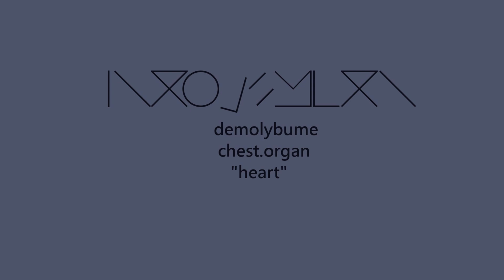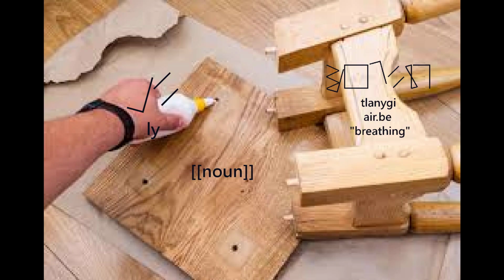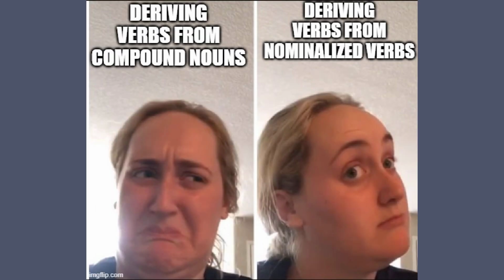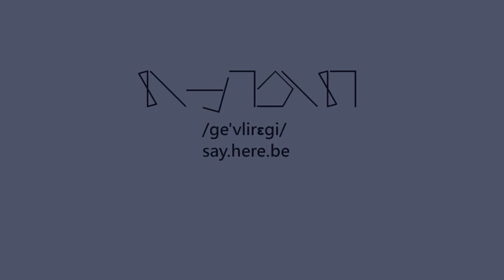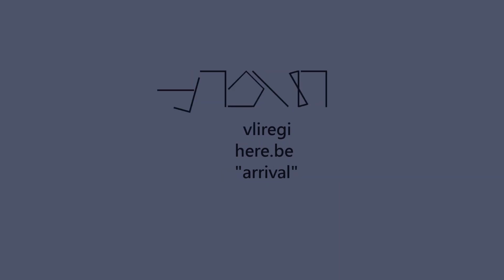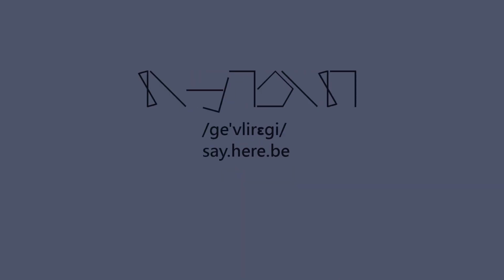Nominalized verbs can also be put into compounds, preferring to be at the end of the compound where possible, such as lung being bume lathanagi, literally organ air B. Verbs can't be derived from compound nouns, but they can be derived from nominalized verbs, such as the greeting from the intro, give liregi, literally say here be, with be here being to arrive, then nominalized to arrival, then saying arrival, basically meaning to greet.